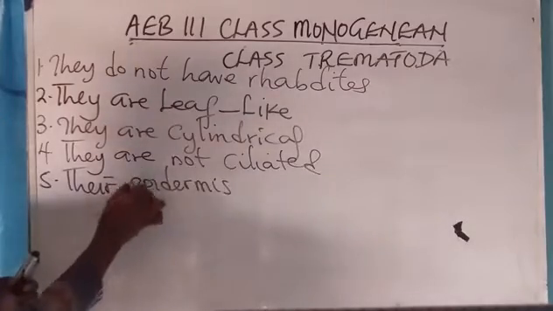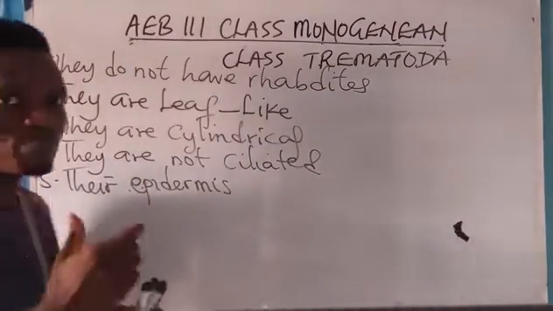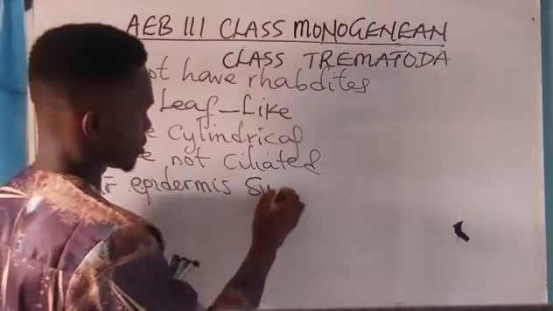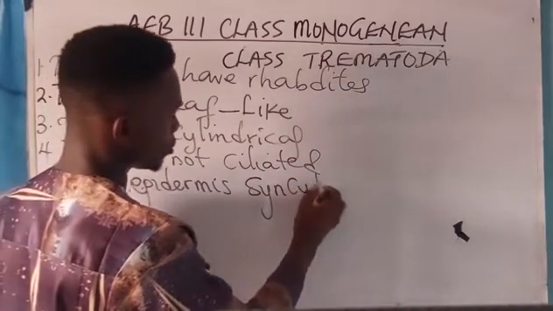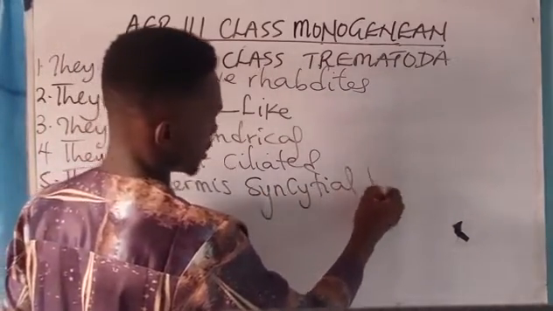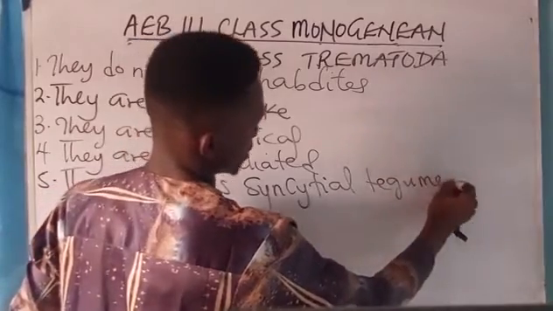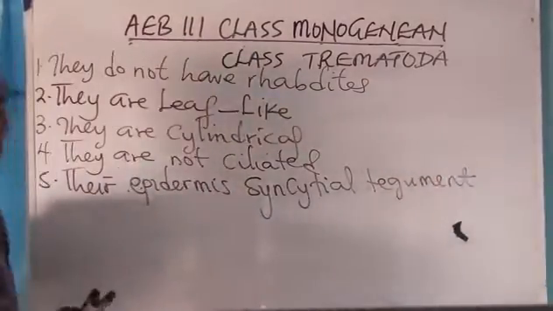Now, number 5, their epidermis. So these are the similarities. So their epidermis is made up of what? Syncytial tegument. Alright? Syncytial what? Tegument.